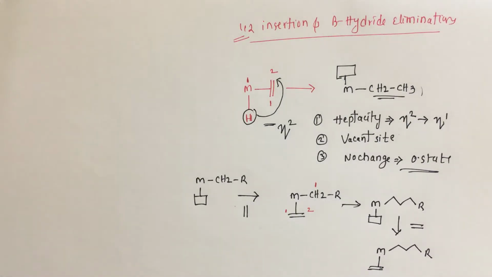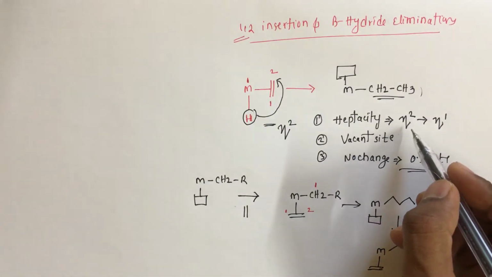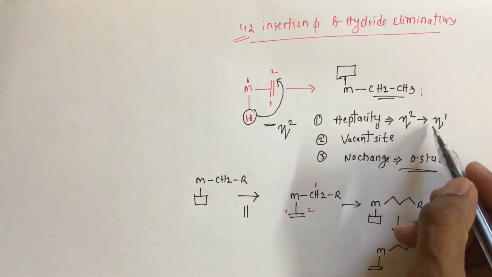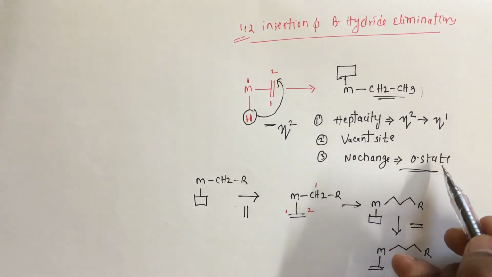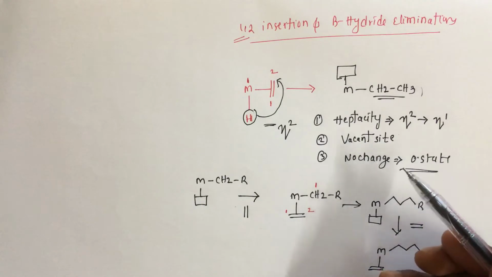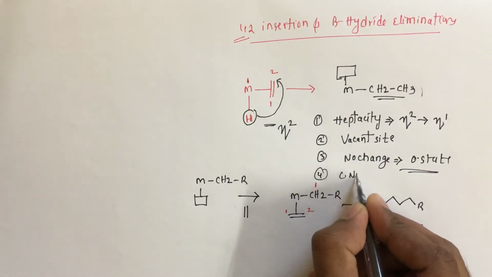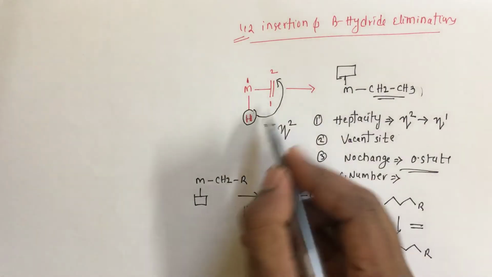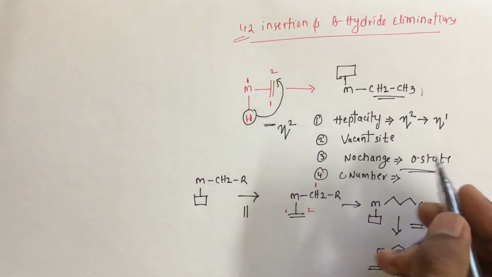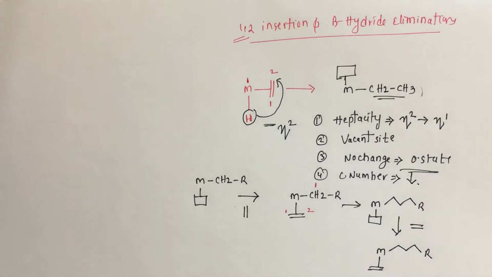Here you just need to remember three things. The first one is hapticity: hapticity is changing from η2 to η1. Then one vacant site is produced here and there is no change in the oxidation state. And we can see the coordination number also. By seeing this we can say the coordination number is decreasing.